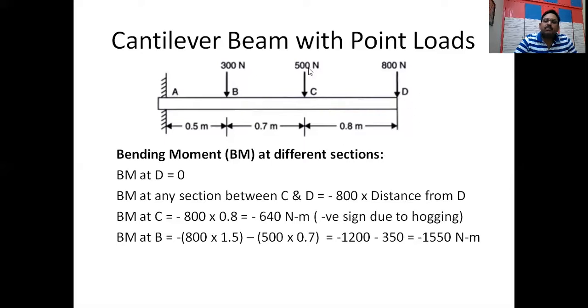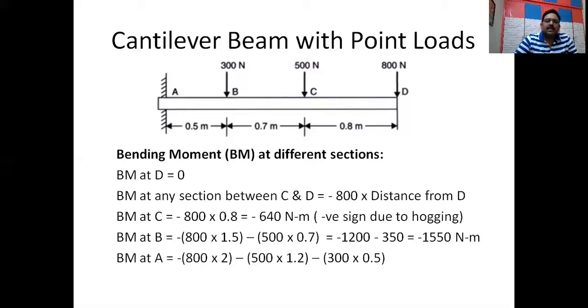Again, 500 Newtons, how much moment will it make? It makes 500 into the distance between B and C, that is 0.7. So 500 into 0.7. Therefore, 800 into 1.5 is 1200 and 500 into 0.7 is 350. Both are negative sign. So the total bending moment at B is minus 1550 Newton meters.